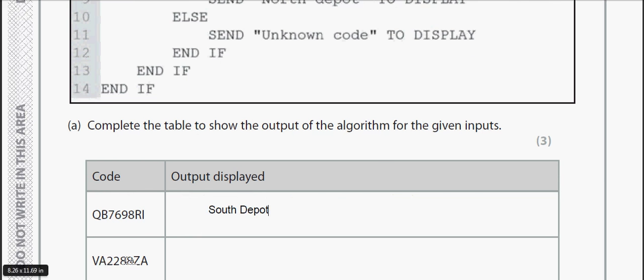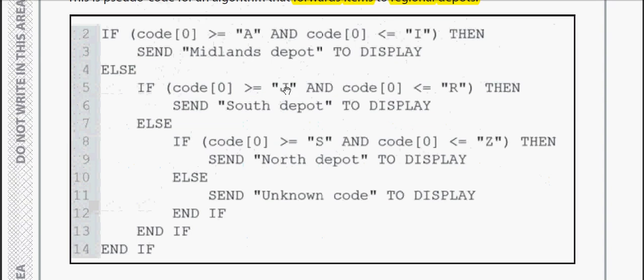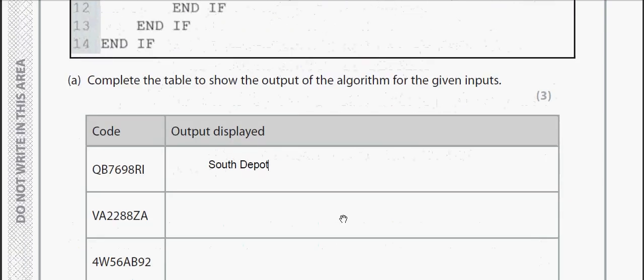Next one, V. The first code character is V. So it is greater than A, but it isn't less than I. It is greater than J, but it isn't less than R. It is greater than S, and it is less than Z. So now North. Now some of you wrote the alphabet out, which was fantastic to see.